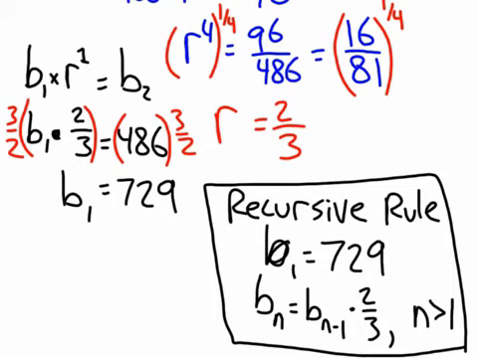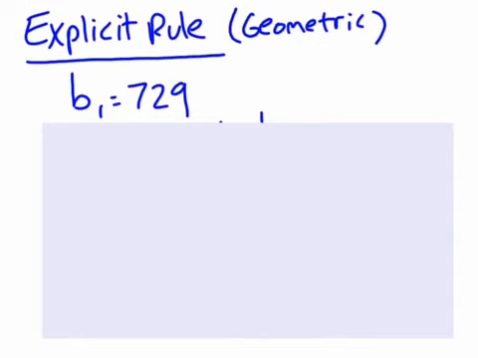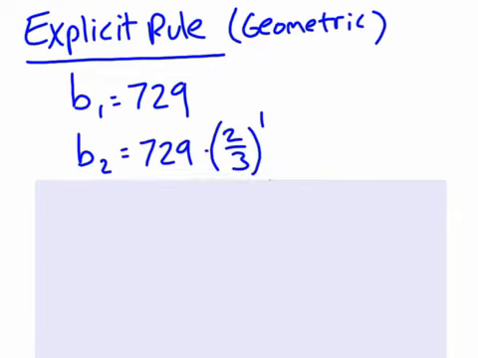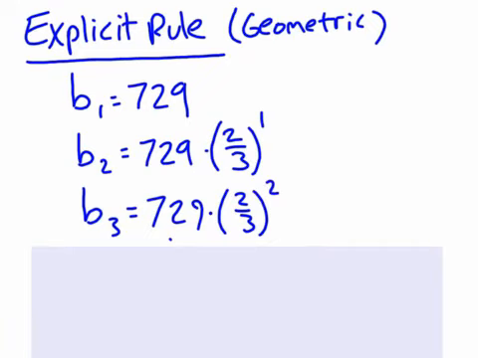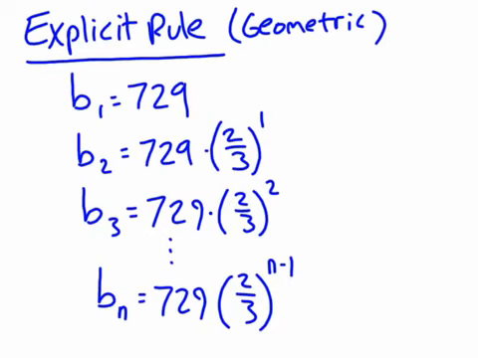Once again, for the explicit rule, I'm going to gloss over it a little bit quickly and trust that previous lessons will enable you to hang. I start with b1 equals 729. I say b2 equals 729 times 2/3 to the 1 power. b3 equals 729 times 2/3 to the 2 power. I know the pattern. The pattern says that b sub n equals 729 times 2/3 to the n minus 1 power. I would generally just suggest you leave it right there, put a box around it, call that our explicit rule.